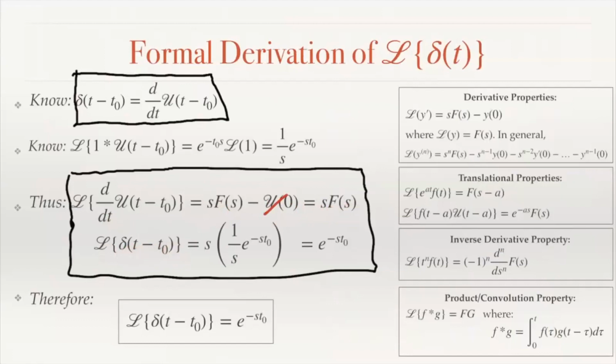But F(s) here is the Laplace transform of the unit step function, which by our first shift property, with f(t minus a) being equal to 1, is e to the negative as, e to the negative s t naught, times the Laplace transform of 1, which is 1 over s. So we have s times 1 over s times e to the negative s t naught, which is e to the negative s t naught.